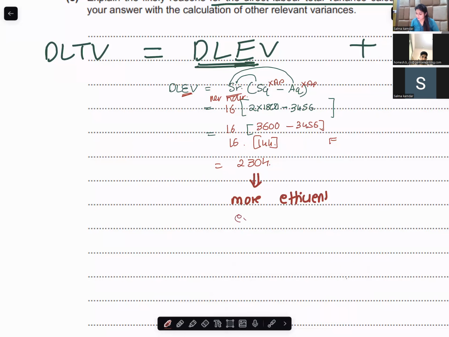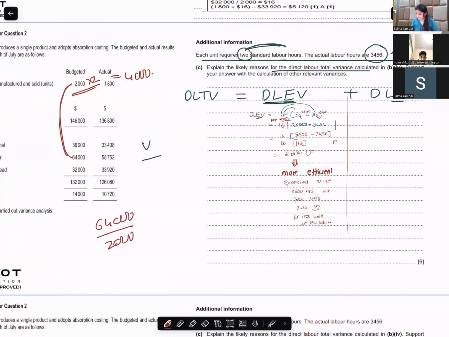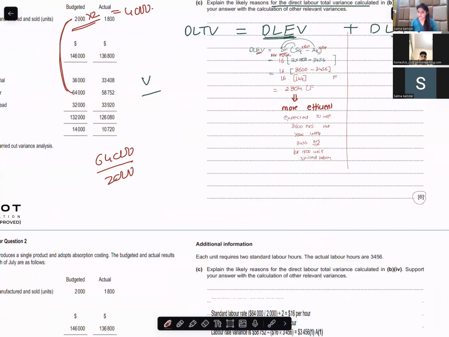You expected to use 3,600 hours, but you used 3,456 hours for 1,800 units. This could be because of skilled labor. So you will elaborate it once. Just understand this is for 6 marks, so you need to give a good amount of calculation.